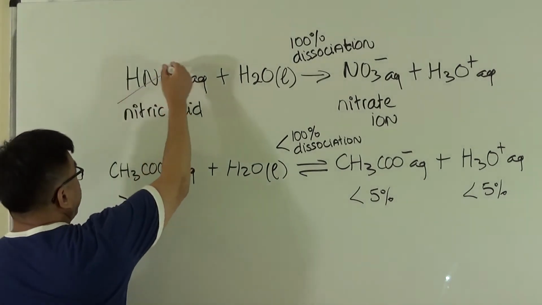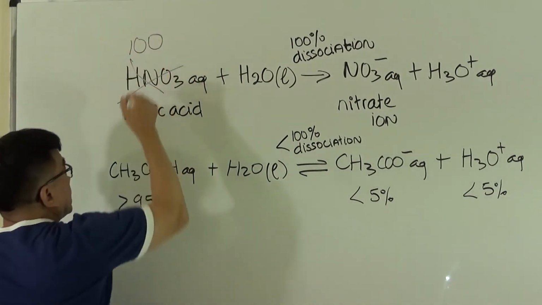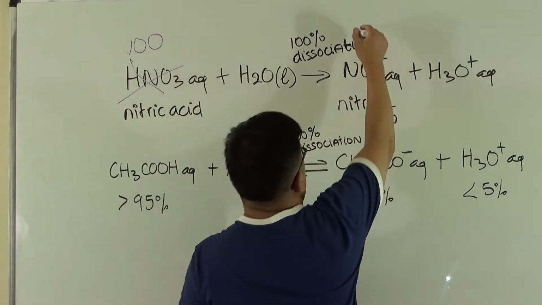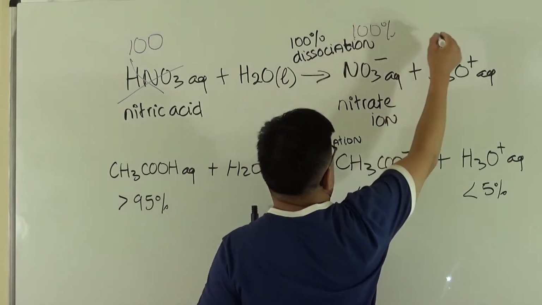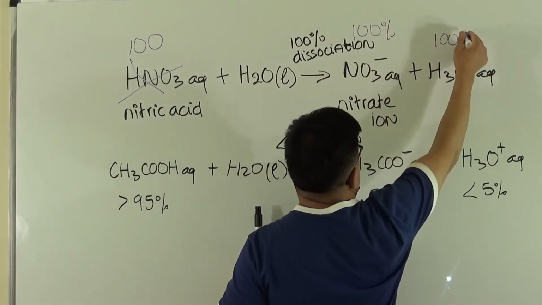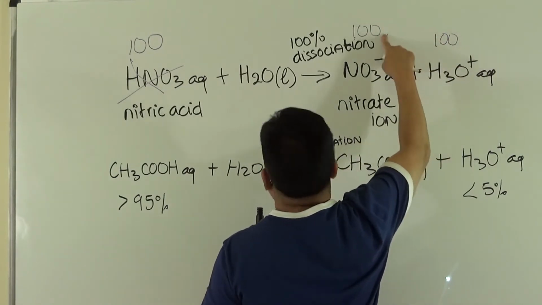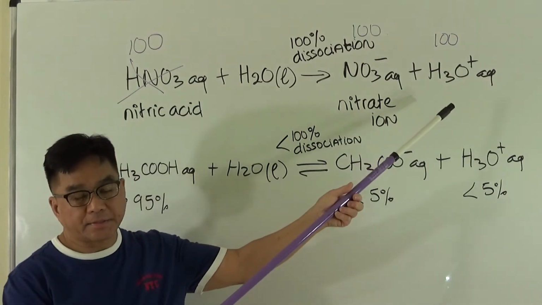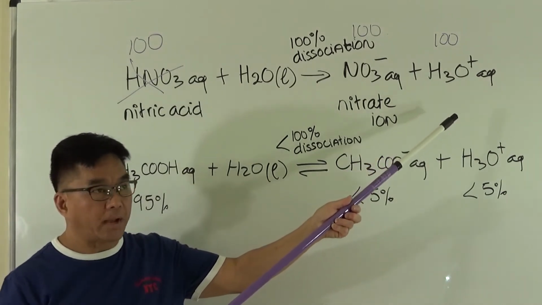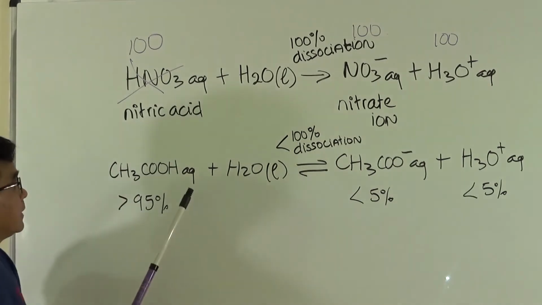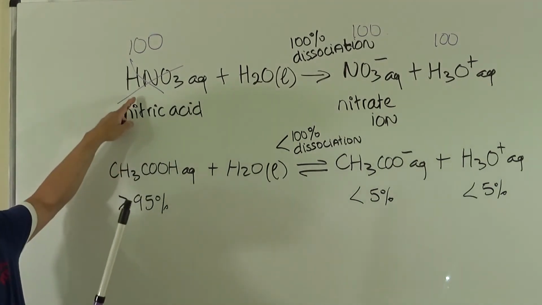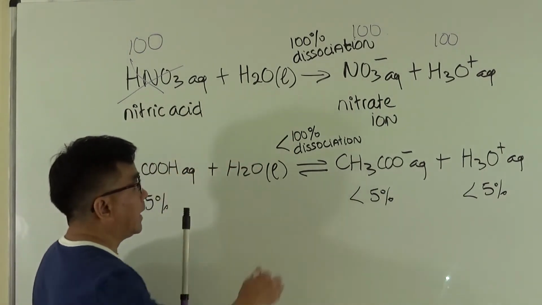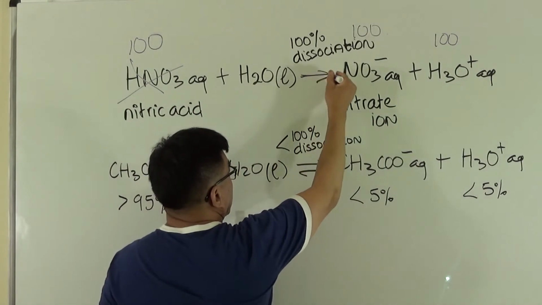Which means that if you have, let's say, 100 particles of nitric acid, when they dissociate, you have 100 particles of nitrate and 100 particles of the hydrogen ions. Now remember, hydrogen ions exist in water as hydronium ions, but it's the same thing as hydrogen ions. So there's no more undissociated molecule of nitric acid around. Everything dissociates 100%, and this is written with a one-way arrow.